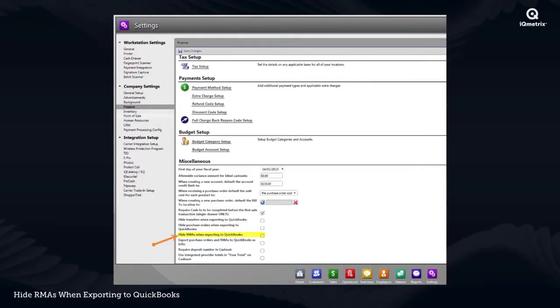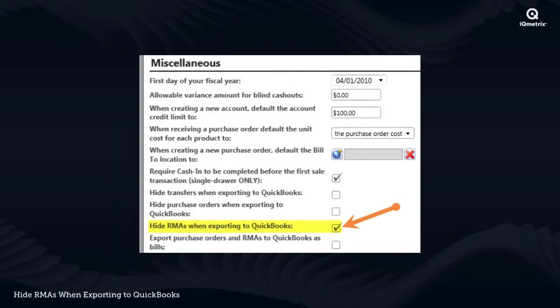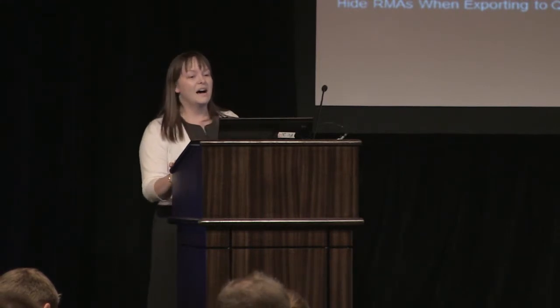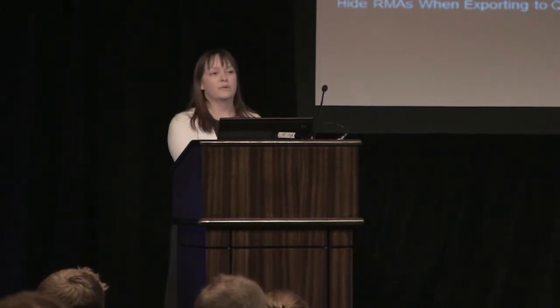Let's look at real quickly here how we do that. Here under miscellaneous in our finance section back in the settings console, we have an option there. Here's a blow up of that. Hide RMAs when exporting to QuickBooks. So real simple, just check the box before you run the export. Again, this will hide our debit to accounts payable and our credit to inventory, so the exact opposite of what we're hiding with purchase order receipts.